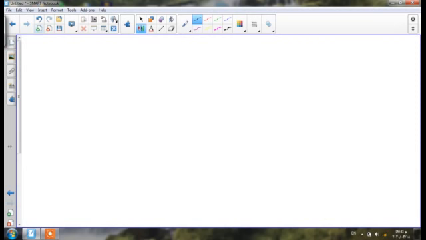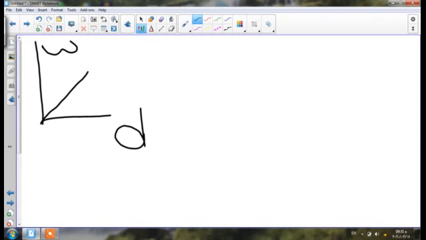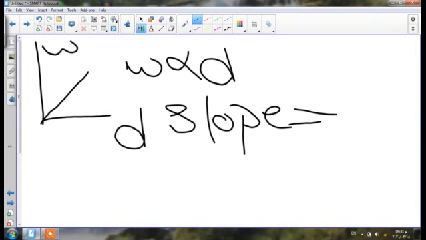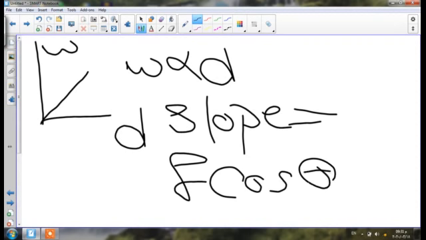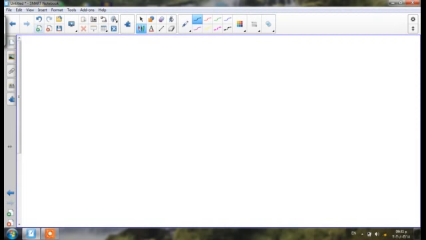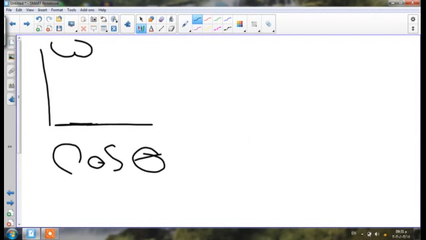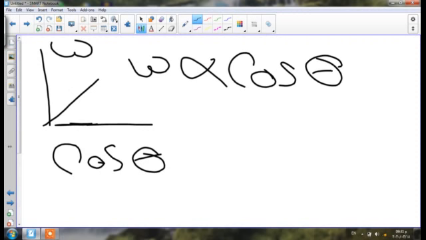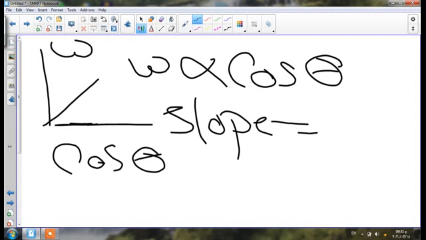The second factor is displacement, and the relation between work and displacement is direct proportion, and the slope of this line equals force times cosine theta. The last factor that affects work is cosine theta, and work is directly proportional to cosine theta, and the slope of this line equals force times displacement.